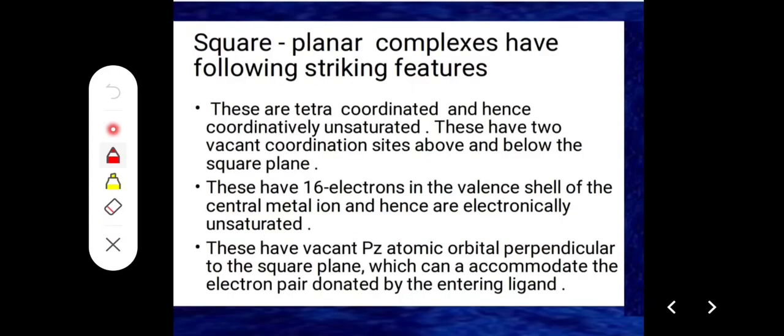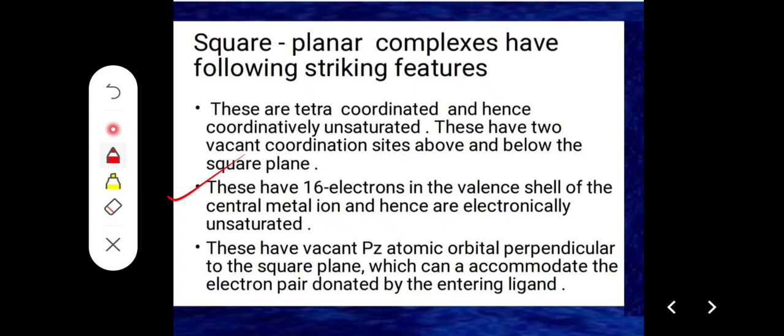Square planar complexes have striking features. First, they are tetra-coordinate, coordination number 4, and that's why they are coordinately unsaturated. They have vacant sites above and below the square planar complex. Second, they are 16 electron in valence shell, so they are electronically unsaturated, and they have a vacant pz orbital perpendicular to the xy plane. So the incoming nucleophile has no steric hindrance when it approaches.